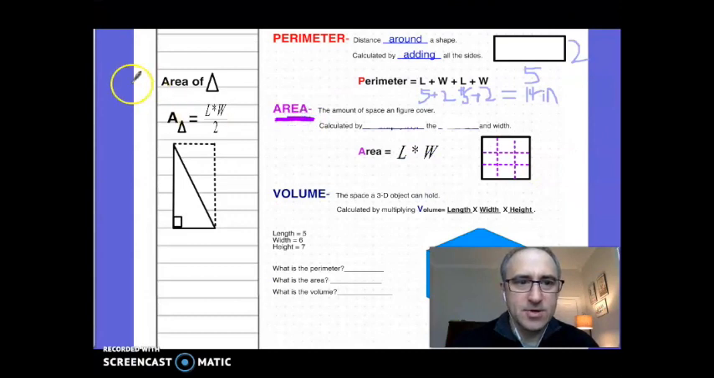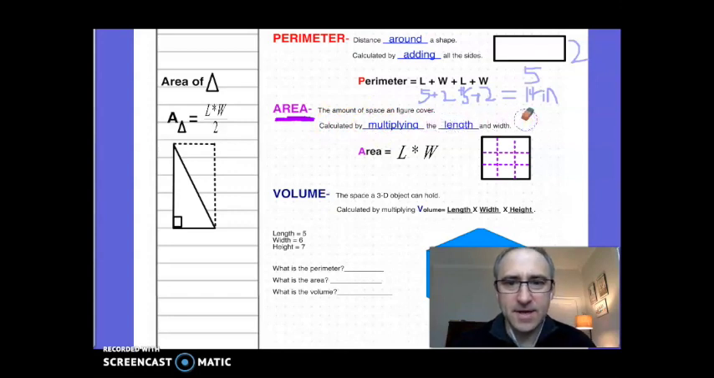Area is calculated by length times width. Remember that the asterisk means to multiply. Multiply the length and the width. And we do that so that it tells us how many squares are in that object. Those squares might end up being tiles on a floor or square yards of carpeting. Area is the amount of space something covers. We think of them in terms of dividing things up into squares.